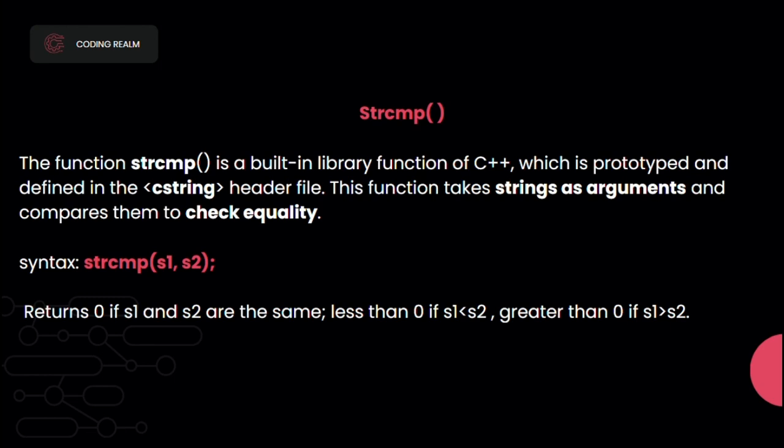strcmp is a built-in library function of C++ which is prototyped and defined in the cstring header file. This function takes strings as arguments and compares them to check equality. The syntax is strcmp(s1, s2). It returns 0 if s1 and s2 are the same, less than 0 if s1 is less than s2, greater than 0 if s1 is greater than s2.